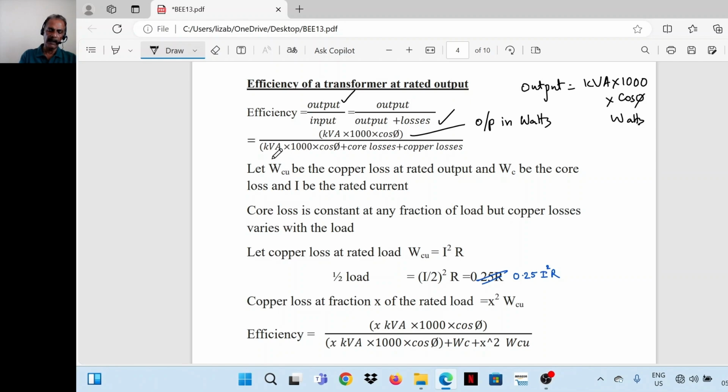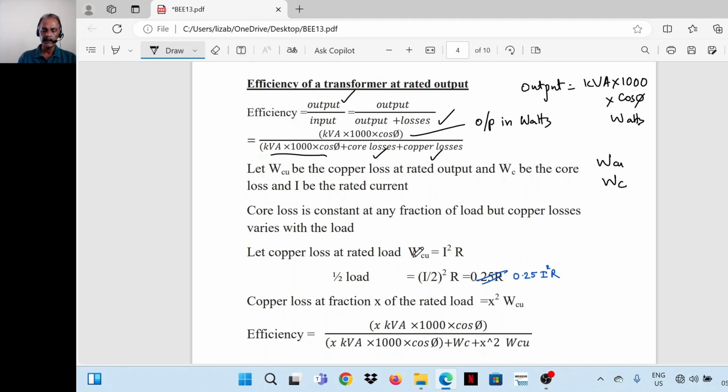So output divided by output plus core losses plus copper losses. So this is the equation for efficiency. Say WCU is the full load copper losses and WC is the core losses.